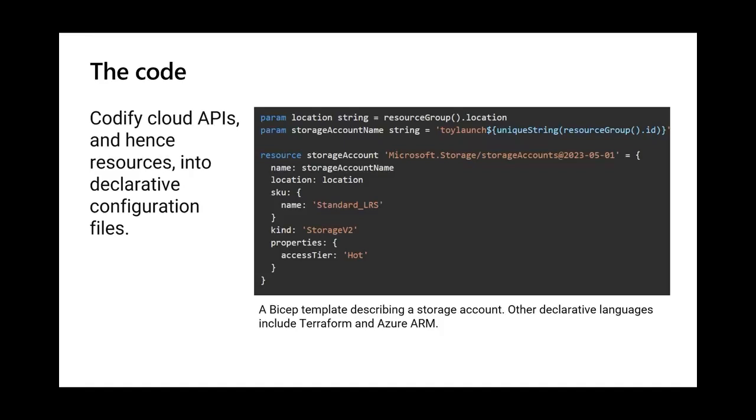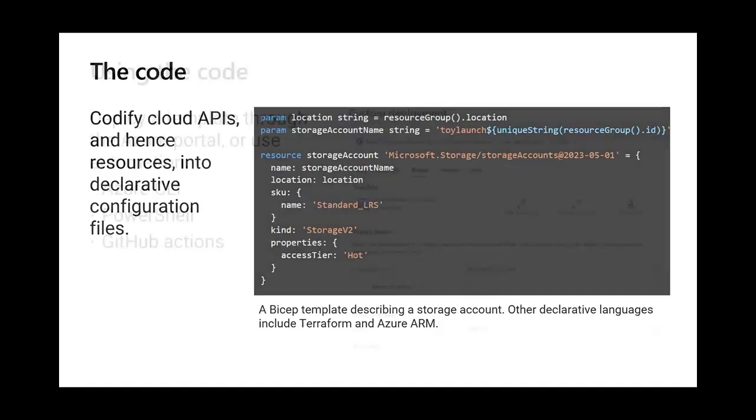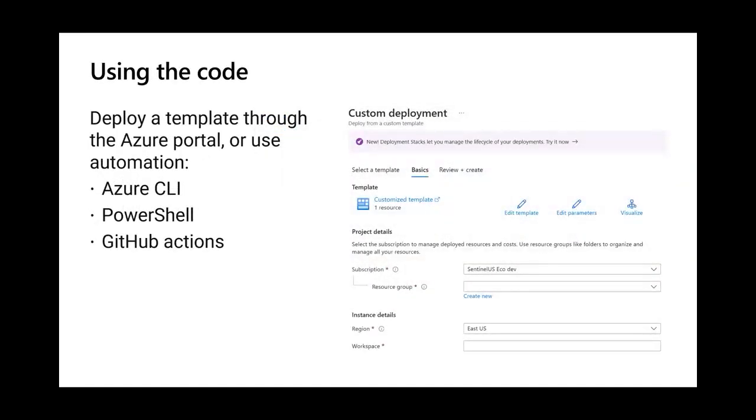Okay, so you have a piece of descriptive text describing infrastructure. In this case, a storage account. How do you actually use it? So the way you use it is you deploy it. Azure has a feature to deploy templates, which you can see here on the right. We'll demonstrate it in a second. But you can also do it programmatically through Azure CLI or through PowerShell. And we'll use a lot in this presentation, through GitHub Actions. GitHub Actions allow you to use the template as part of your CI/CD workflow.